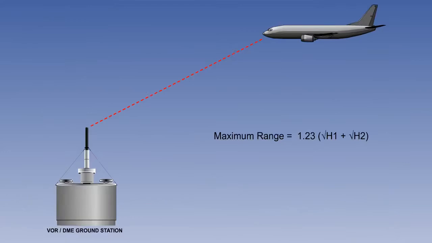In considering maximum range, DME is limited by line of sight. The higher the aircraft and the DME station, the longer the range. In general, DME readouts do not exceed 275 nautical miles, this being the maximum range at which an aircraft at 50,000 feet would receive a ground beacon at sea level.